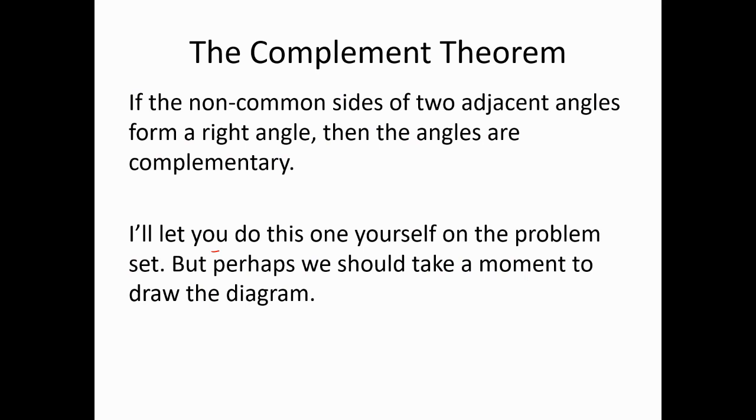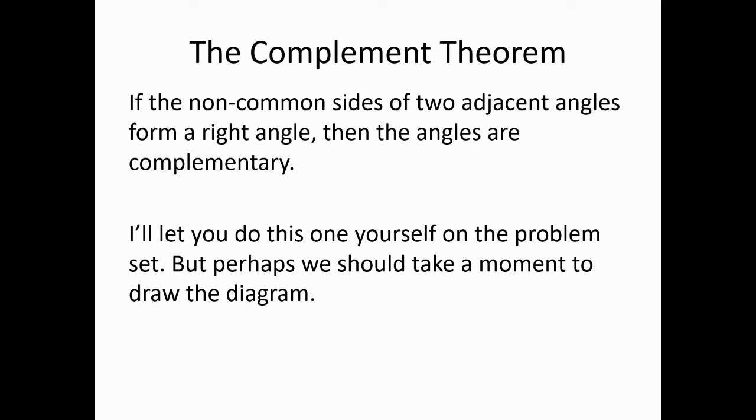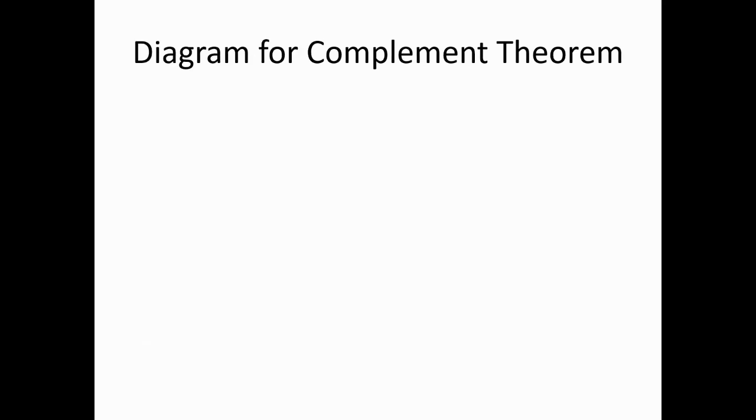It says that if the non-common sides of two adjacent angles form a right angle, then those angles are complementary. Now, I'll let you do this one yourself on the homework assignment. It's actually very much like the linear pairs theorem, but I thought that I would take a moment just to make sure that you understand what this means, because sometimes students struggle with that statement. It's a bit complex, I know.